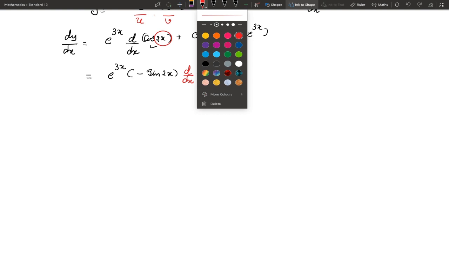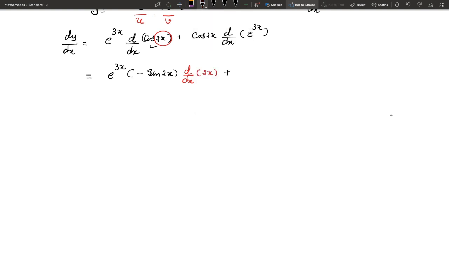Now plus cos 2x as it is, the derivative of e raised to x is e raised to x. So it is e raised to 3x. Again the power is a function of x in place of x, so by chain rule, d by dx of 3x. So you can get an idea of how the chain rule works.